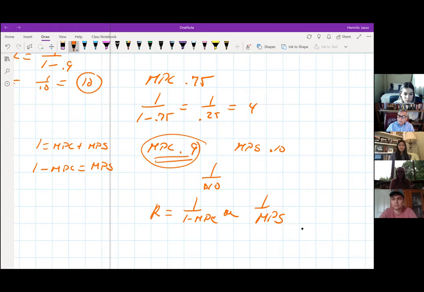So if the MPC is 0.75, how much is the multiplier? It will be 1 divided by 0.25. If the MPC is 0.9, how much is the multiplier? It's 1 divided by 0.10. If the MPC is 0.6, what is the multiplier? 1 divided by 0.4, which is 2.5. If the MPC is 0.5, how much is the multiplier? 2.